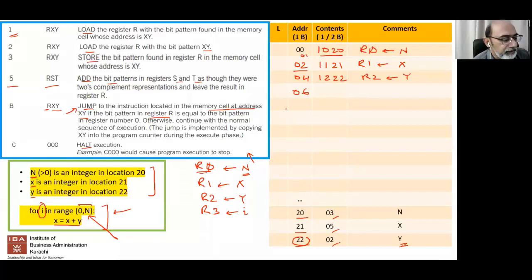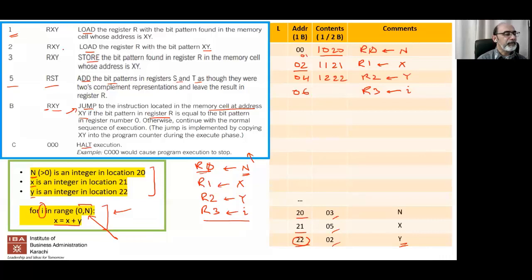This is the third instruction, which says we want to load up I into R3. How should we do that? Now, I is not given over here, so we have to start I from 0, right? So what should be the instruction? Somebody give me the solution for this. Which opcode are we going to use?